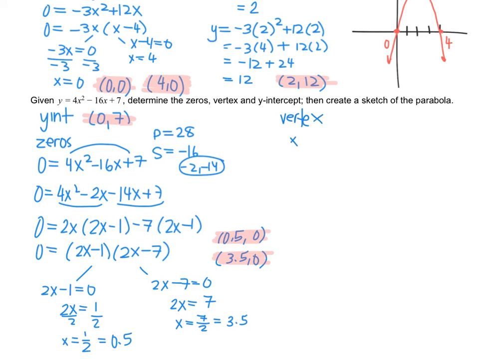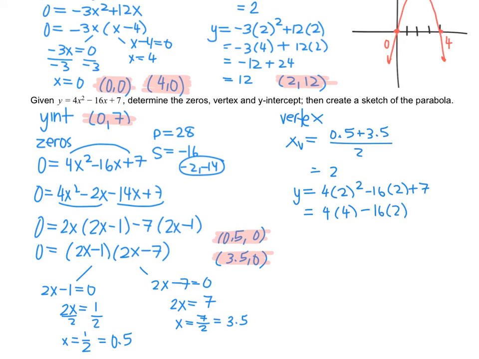So I'm going to average them. 0.5 plus 3.5 is 4, and when I divide it by 2, I get 2. And now I'm going to go into my standard form that I started with and replace all of the x's with a 2, and now we clean up. I'm going to do my exponent first, so 2 squared is 4. Now I'm going to do my multiplication.